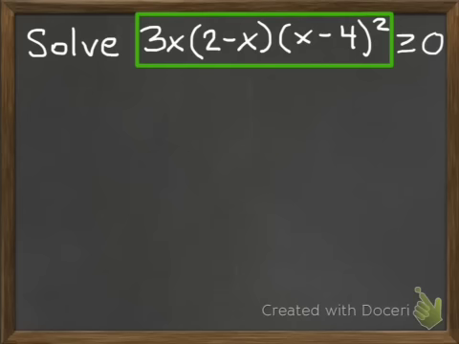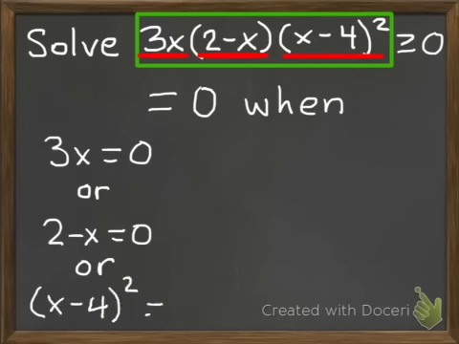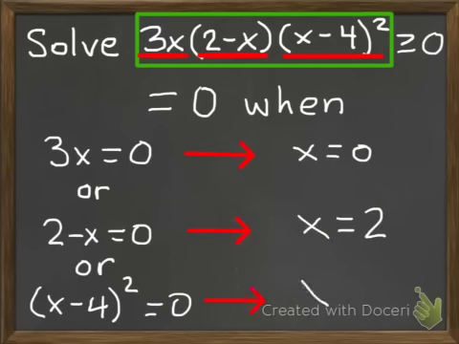We're going to start by finding the values of x that will make this expression on the left equal to 0. And it'll be equal to 0 when any one of its three factors is equal to 0. So when 3x equals 0, or when 2 minus x equals 0, or when the quantity x minus 4 squared equals 0. 3x is 0 when x equals 0, 2 minus x is 0 when x is 2, and x minus 4 quantity squared is 0 when x equals 4. So we've got the values of x that make the expression on the left equal to 0.